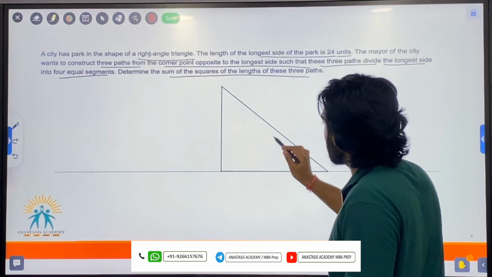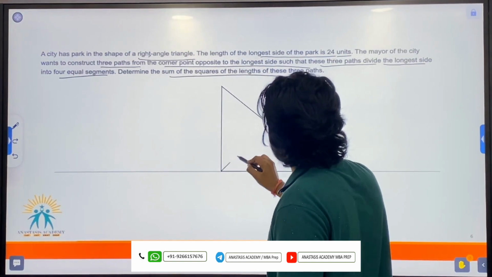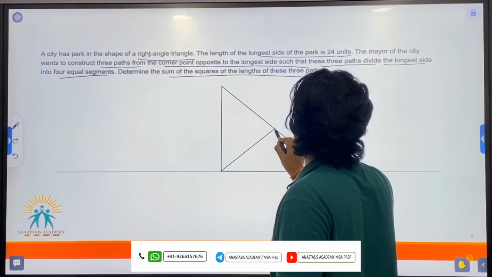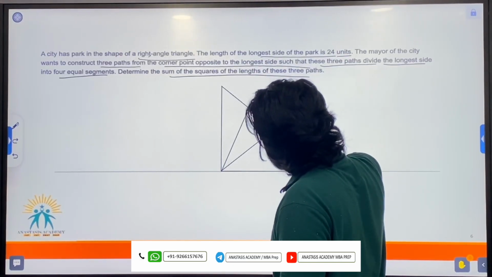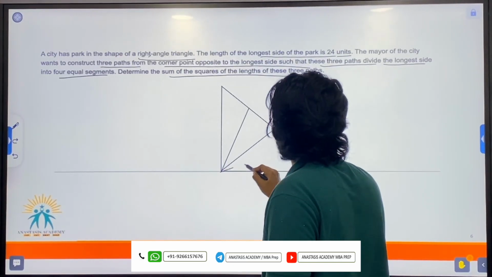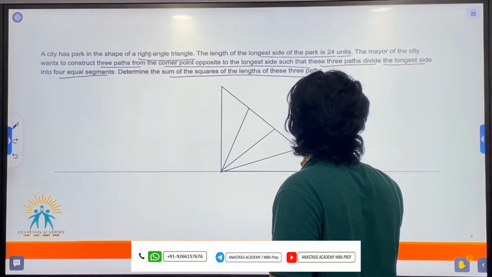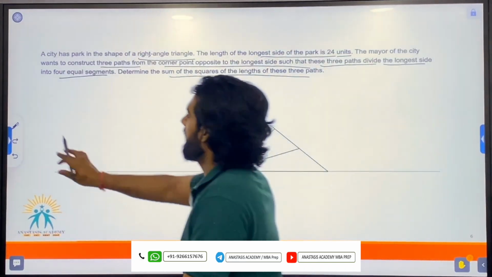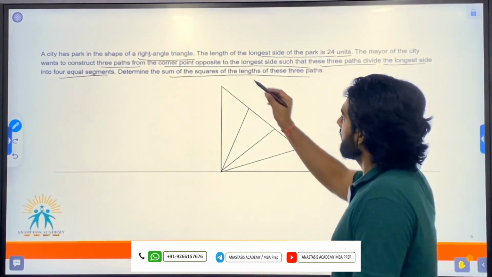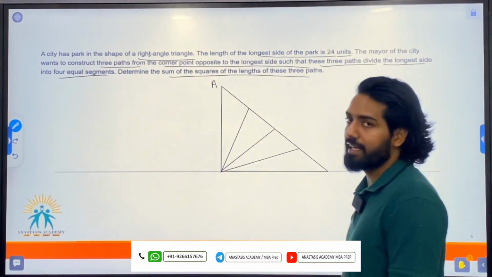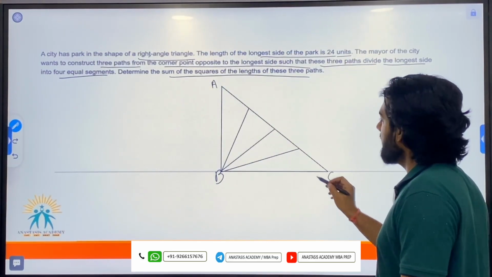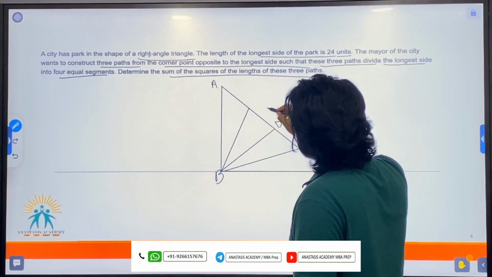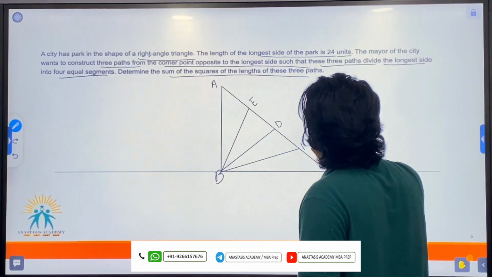So 3 paths are constructed such that they divide the opposite side, the hypotenuse, in 4 equal parts. So one path is this, the second path is the median of this triangle, and the third path will be the median of this triangle. Right? Now I am naming these points. This is point A, this is point B, C, and this is D, E, and F.